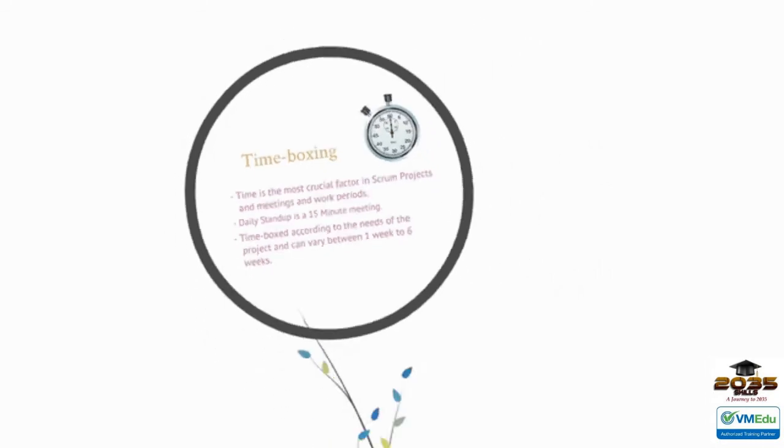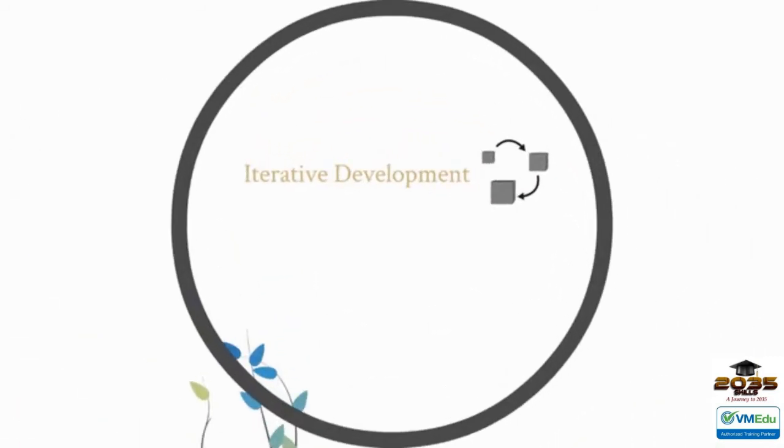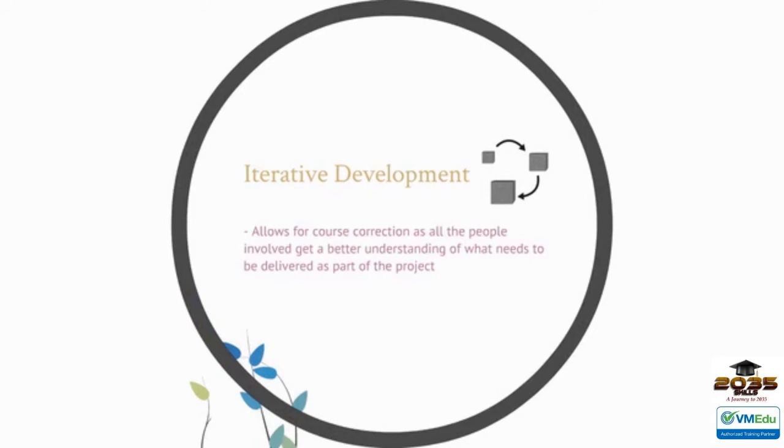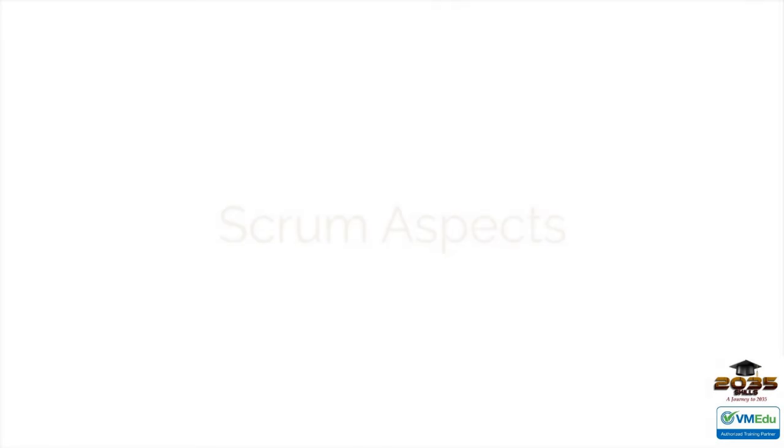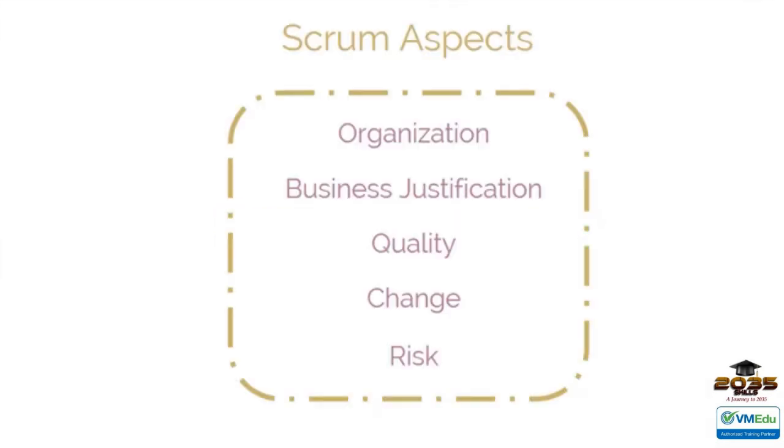The sixth and last principle is iterative development, which allows for course correction as all the people involved get a better understanding of what needs to be delivered as part of the project and incorporate this learning in an iterative manner. Now, let's look at the Scrum aspects.